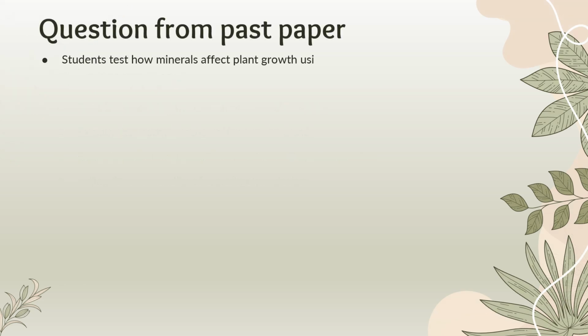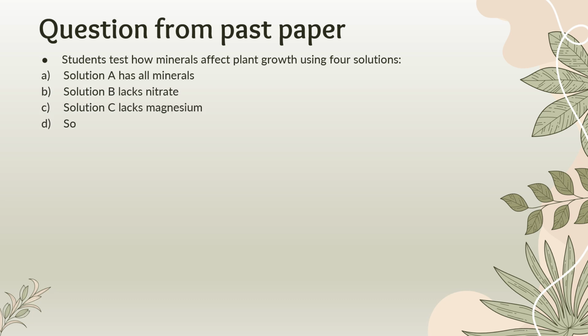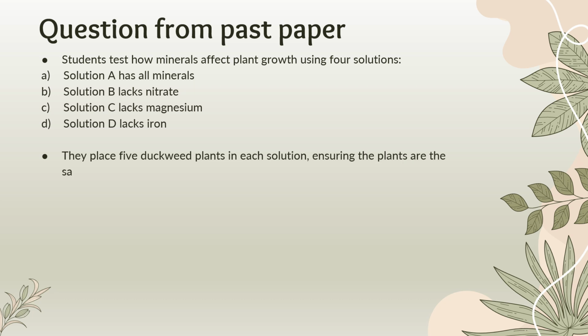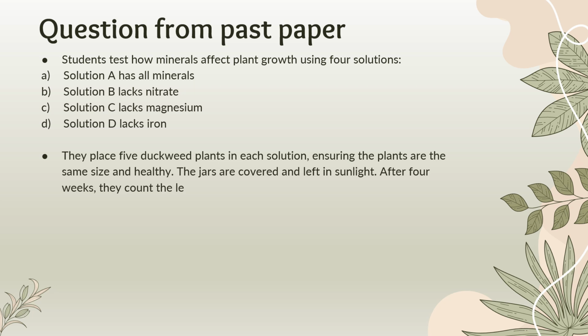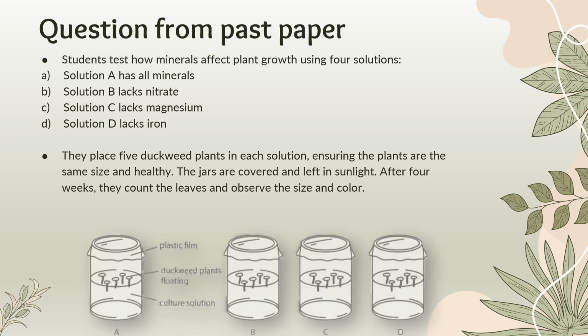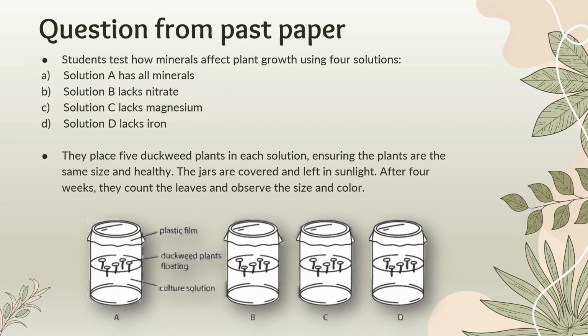Reviewing another question from May 2024, students test how minerals affect plant growth using four solutions. Solution A has all minerals, solution B lacks nitrate, solution C lacks magnesium, solution D lacks iron. They place five duckweed plants in each solution, ensuring the plants are the same size and healthy. The jars are covered and left in sunlight. After 4 weeks, they count the leaves and observe the size and color.